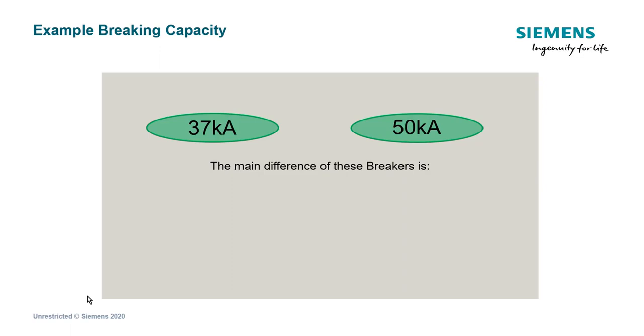Now that we understand this, let's see a little bit commercially what the main differences of these breakers are. Most of you would assume the one at 50 kiloamps is bigger than the one at 37 kiloamps or something else, but actually they can be the same size. In the Siemens portfolio, these are the same sizes. They just use different materials inside of them.